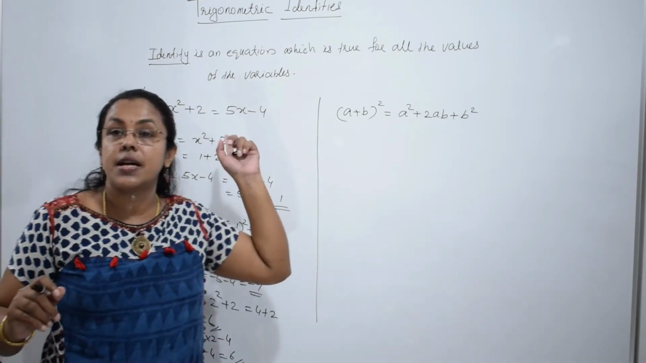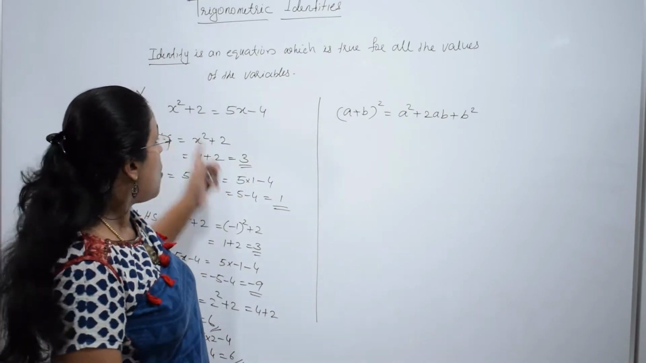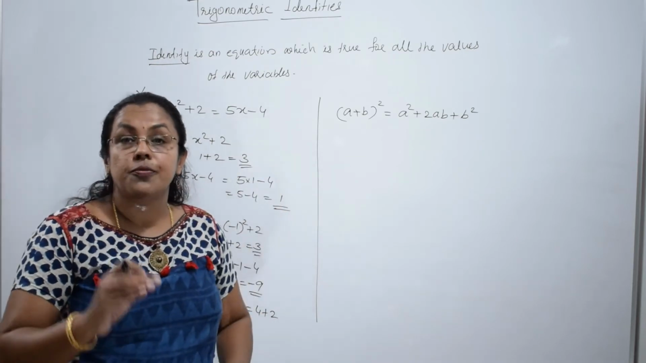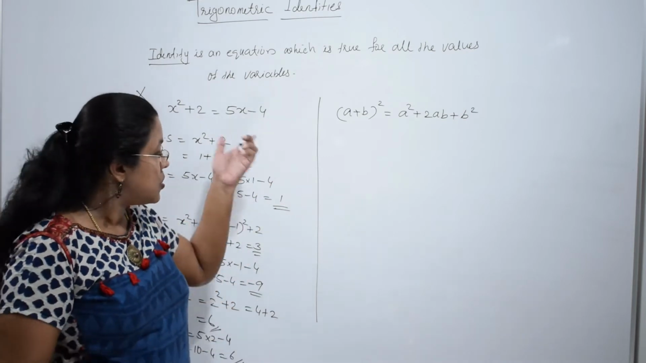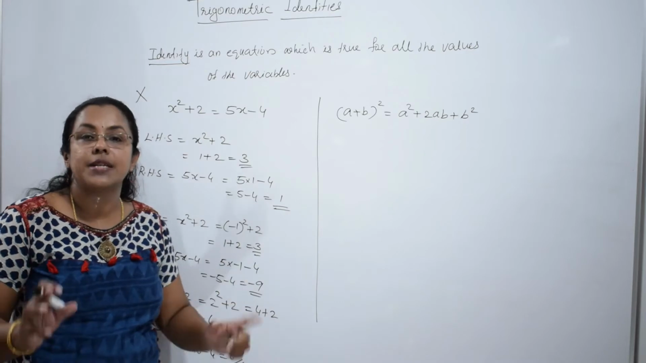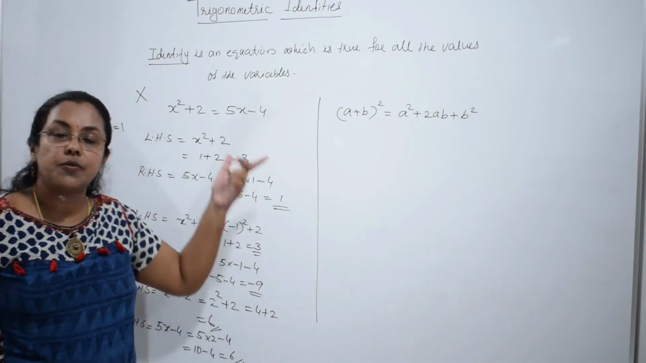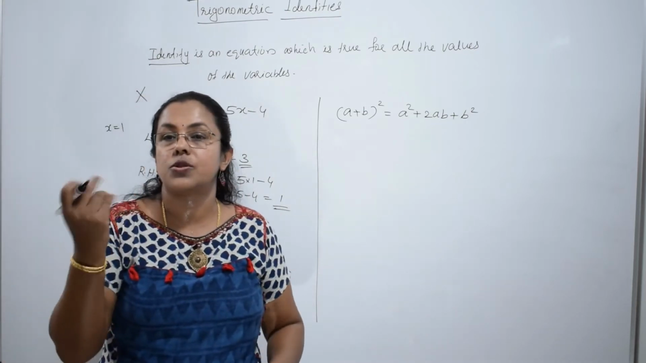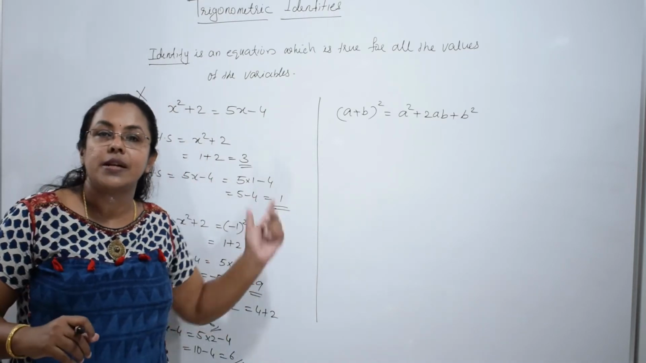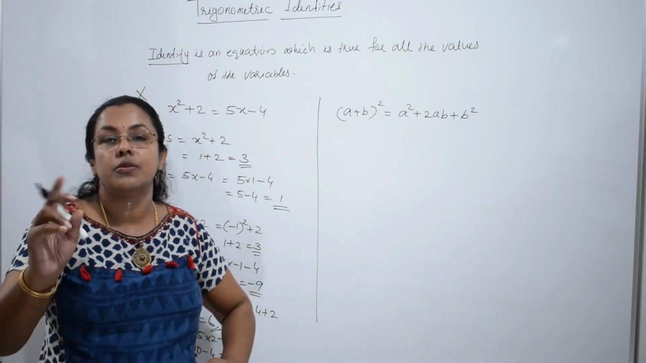Is it clear? This is an equation only, but it is not an identity because it is not true for all the values of the variable here. What is the variable? x. It is not true for all the values of the variable here, so it is not an identity. If you put any value, it will not satisfy except 2 and 3 because it is a quadratic equation. If you solve this, you will get the value of x as 2 and 3. Except 2 and 3, no other value of x will satisfy this equation. Clear? Therefore, it is only an equation, not an identity.